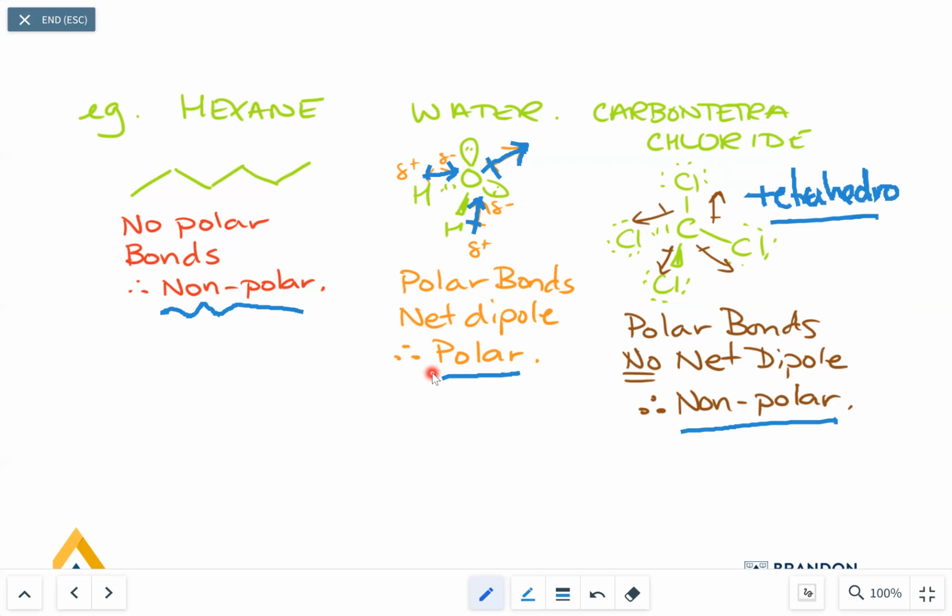So if we've got something like this, what would be some examples here? What would your guess be for this structure? Would this be a polar molecule or would it be non-polar?